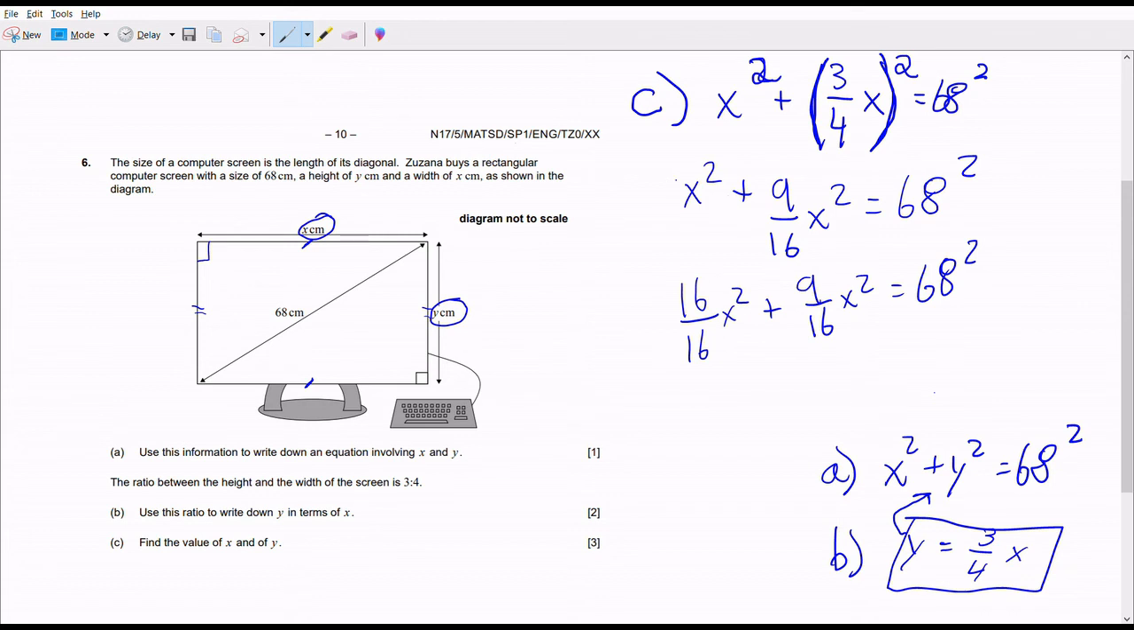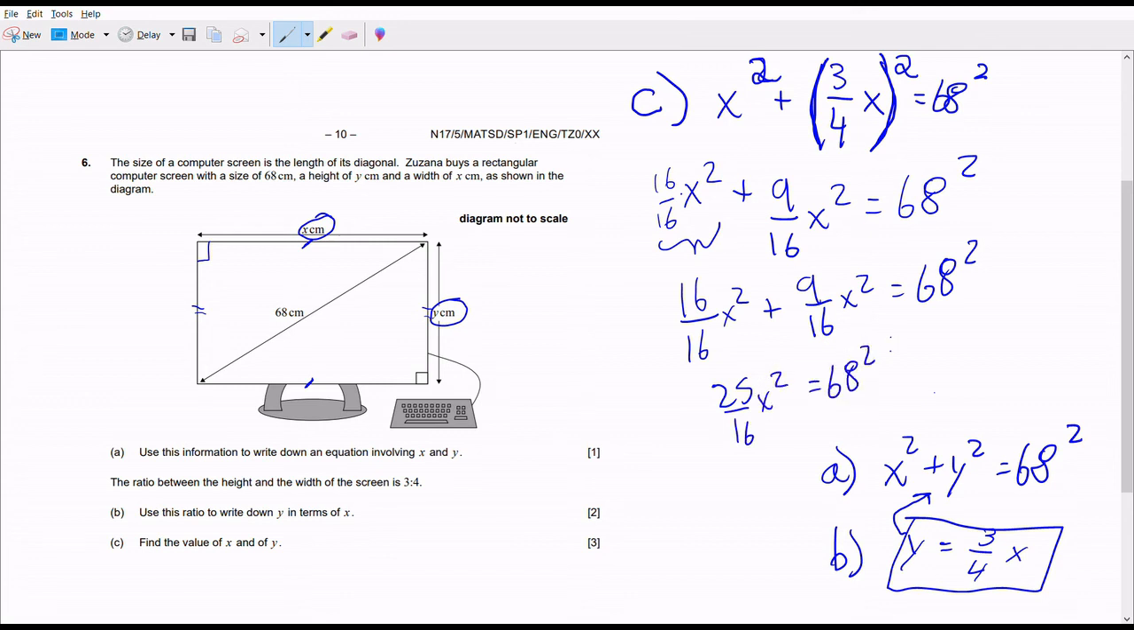Here I just multiplied the top and the bottom by 16. Okay, so they have a common denominator and I can add the fractions. Fractions, for adding and subtracting, they have to have the same denominator, and for multiplying, that doesn't matter. So that is why in this scenario I had to convert it into this. Okay, this ends up being 25 over 16 x squared equals 68 squared.